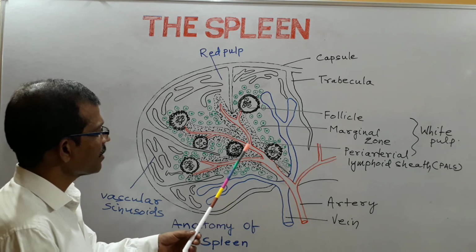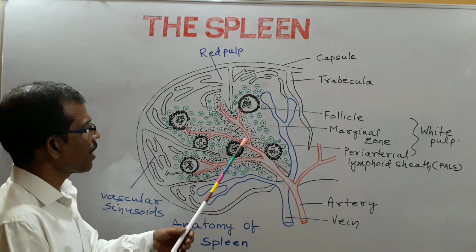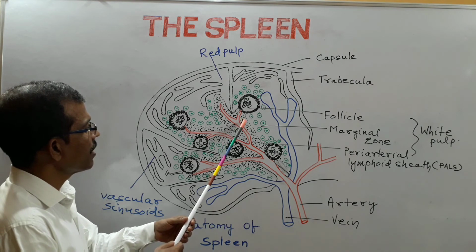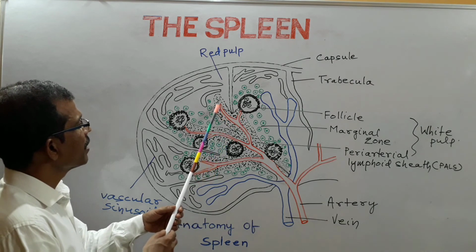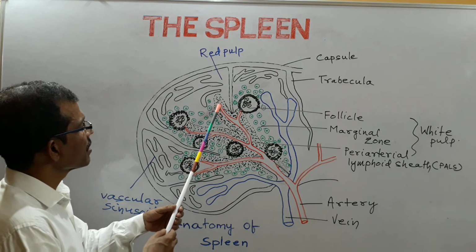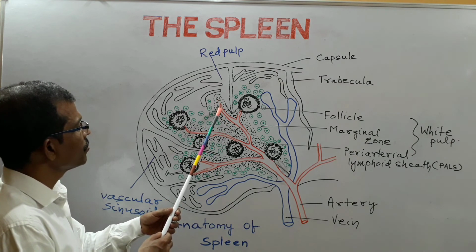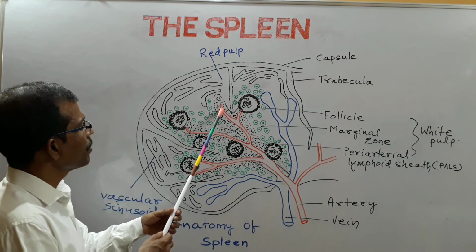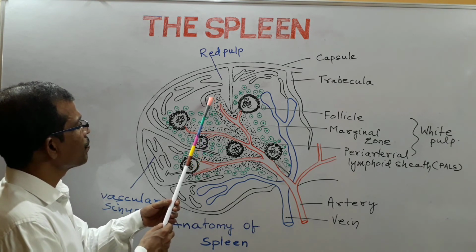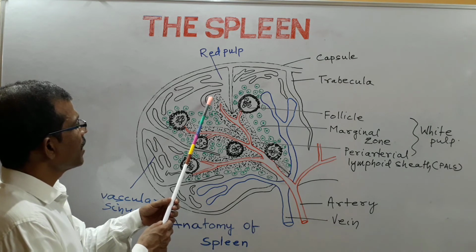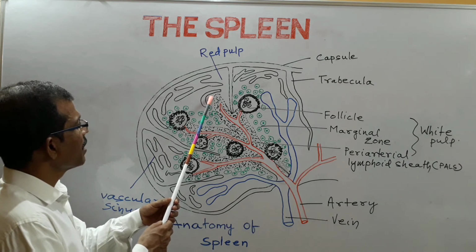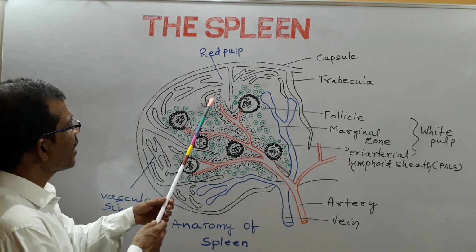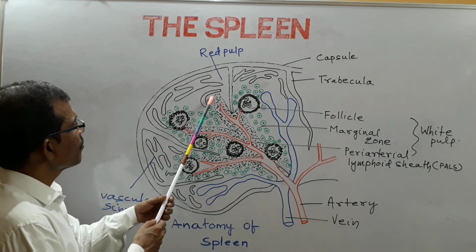The central artery divides and forms many branches which enter the marginal zone. From there, the arteries further move into the red pulp region where they transform into arterial capillaries. From arterial capillaries, blood flows into the splenic cord. In the splenic cord, old and damaged erythrocytes are destroyed by the macrophages, and from the splenic cord, blood flows into the vascular sinusoids.